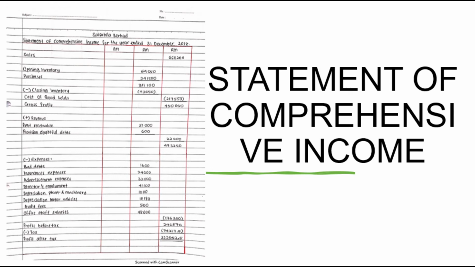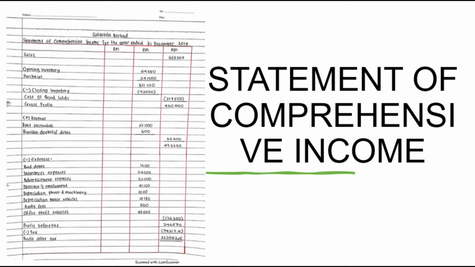450,650. After getting the total of gross profit, add revenue, which is rent receivable, with a total of 22,000 taken from the trial balance, and provision of doubtful debt with a total of 600 taken from the notes to account, and get a total of 473,250. Lastly, we subtract expenses, which is bad debt, with a total of 1,600, plus insurance expenses 24,000, plus advertisement amounting to 33,000.